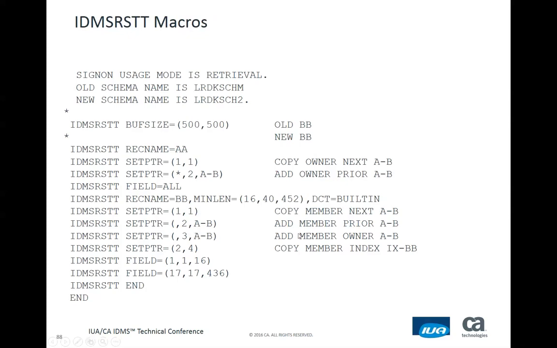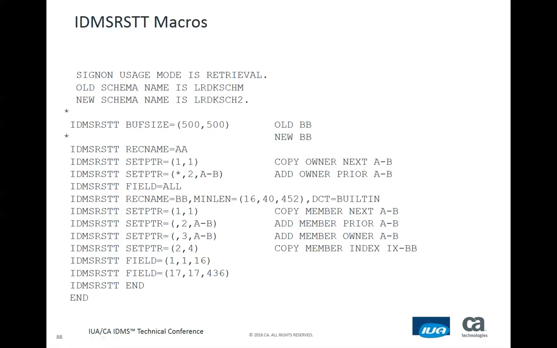We're also adding the prior pointers plus an owner pointer to this record, so you can see we have 2 additional set pointers. The fact that we just have a comma with no asterisk in it tells us that this is a member record of the AB set, and we're adding a new pointer. In this particular case, there is another pointer within that record that was at position 2. It was for an index called IXBB. The pointer that was at index position 2 is now going to be moved to position 4. These are all based on the changes that you made to the schema.